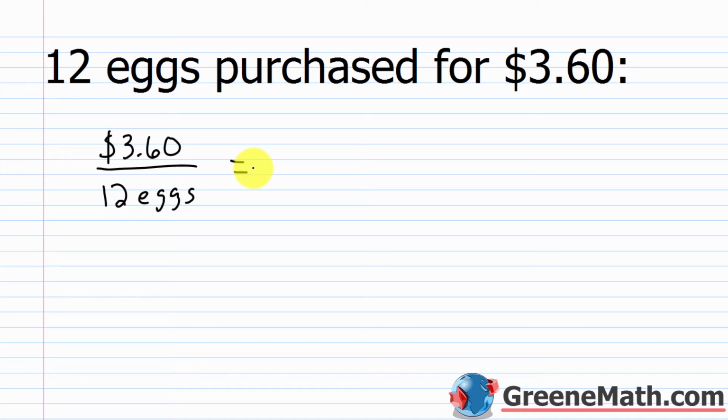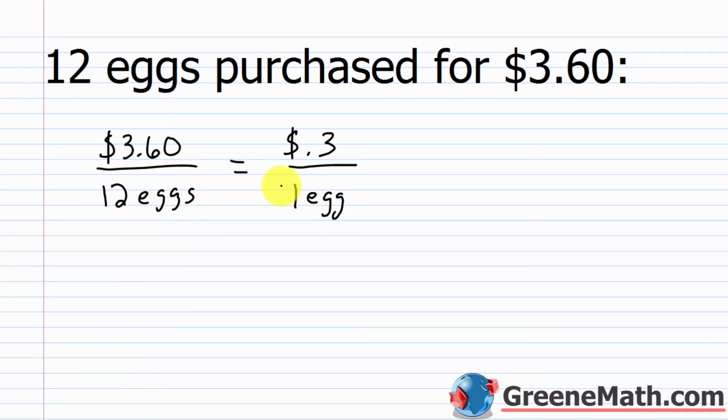So if I divide 3.60 by 12, I get 0.3. So I would get $0.30 per one egg. Right? So this is the unit cost, the cost per one egg. And again, I take the number part from the numerator and I divide it by the number part in the denominator, and that's going to give me my unit cost.